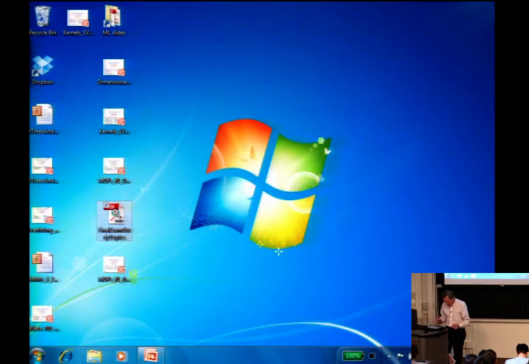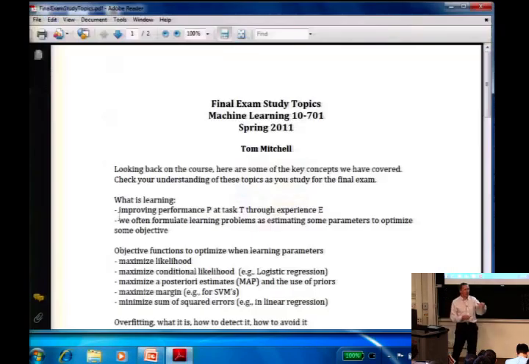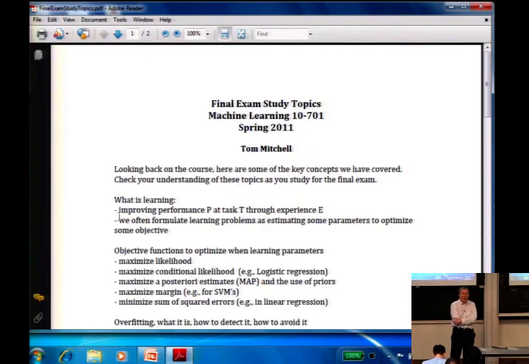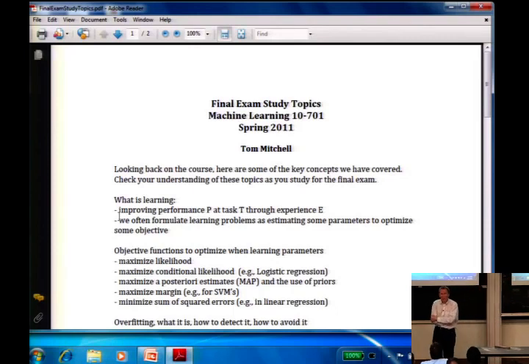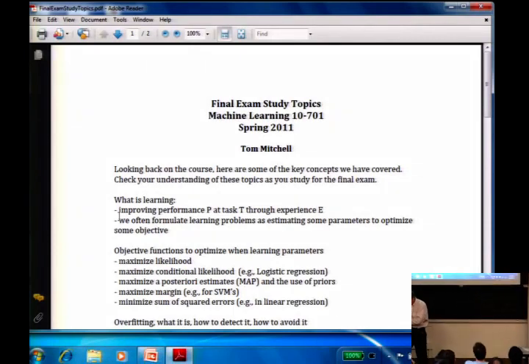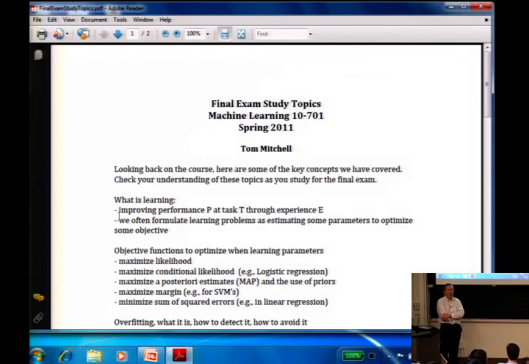thought it would be handy to start, and I sent you all an email about this, by just making a list of what I thought were the most core ideas that we learned in the course. And here's the list I came up with, the same one I sent you. But I thought it would be worth just spending a few minutes going through this list together, and as we go through it, feel free to ask questions.